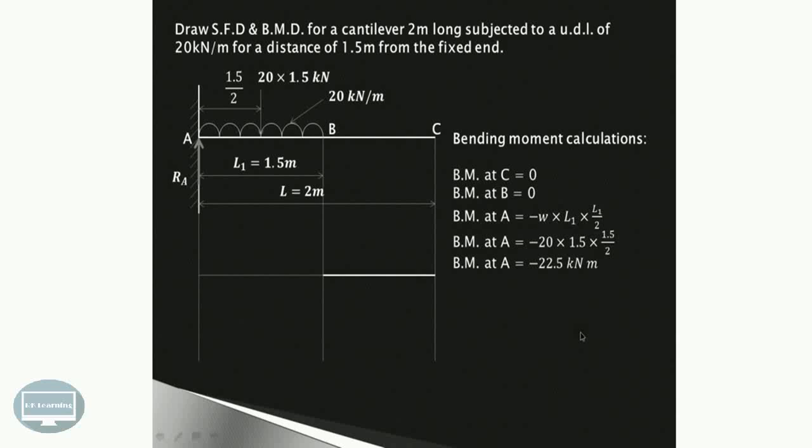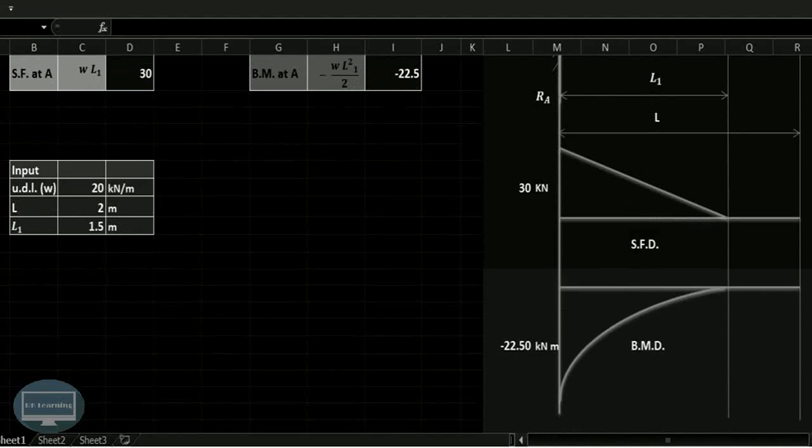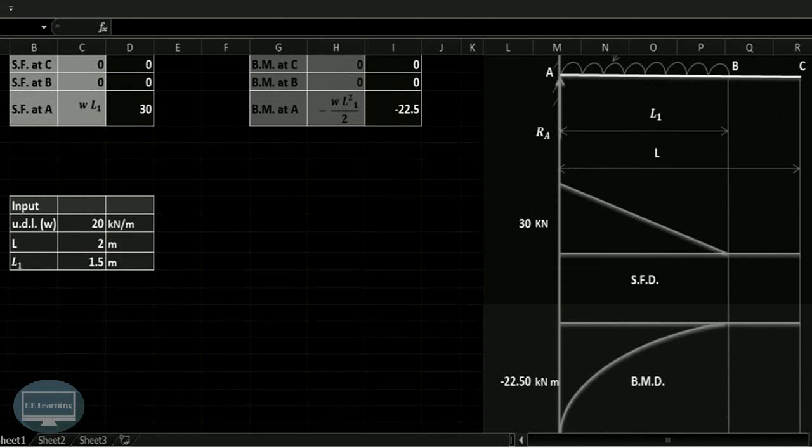Now let us draw the bending moment diagram. So bending moment at C it is 0, bending moment at B is also 0, and as it is the UDL, we are having the parabolic curve as shown over here. So as we have seen in the explanation part, this is the cantilever beam which is subjected to a UDL of W kN per meter at a length of L1 from the fixed end, and we have drawn the shear force and bending moment diagram also for this.